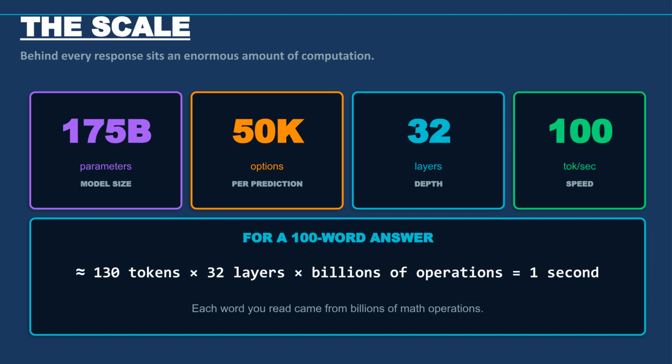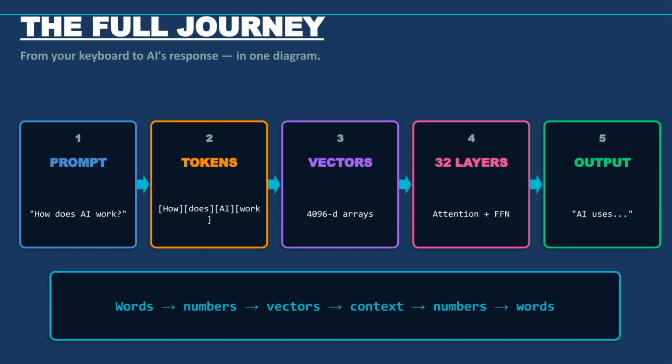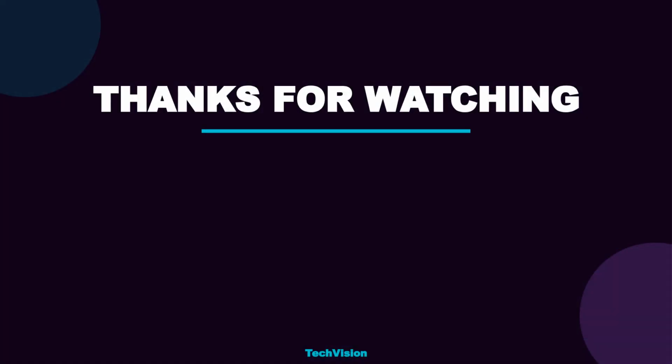Behind every response is enormous computation. A complex model like this, with 175 billion parameters and 32 layers, performs billions of operations in 1 second to generate an answer. The full journey is a continuous cycle. Words turn into numbers, then vectors, which are transformed through 32 layers of attention and feed forward, and finally, output as new words.